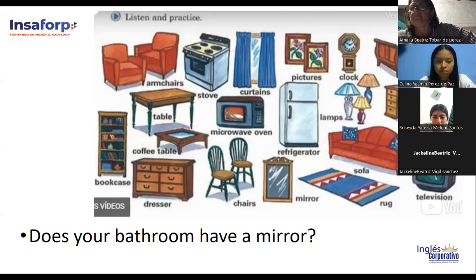Okay, Amalia, does your kitchen have a knife? Does your house have a garage? Yes, it does. Very good, people. Thank you for your messages.